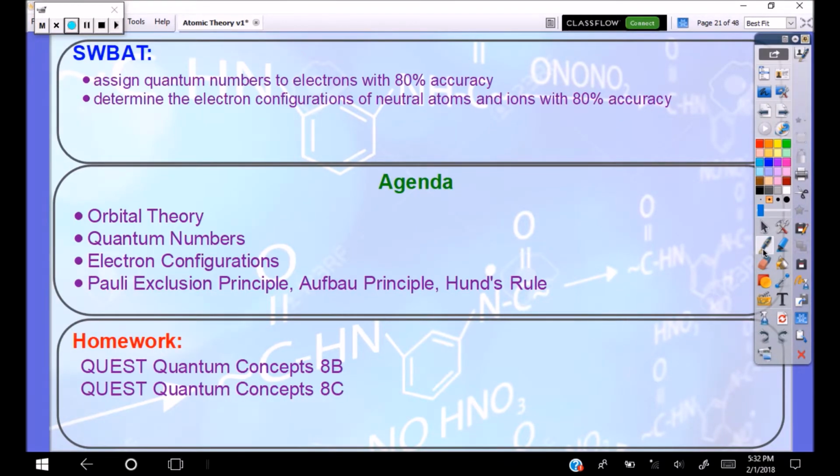All right, class, today we're going to learn about quantum numbers and how to assign them to electrons. We're also going to determine the electron configurations of neutral atoms and ions with 80% accuracy. We're going to revisit some of the rules for electron configurations from honors, and we're also going to look at orbital theory. This pairs well with quantum concepts 8b and 8c.